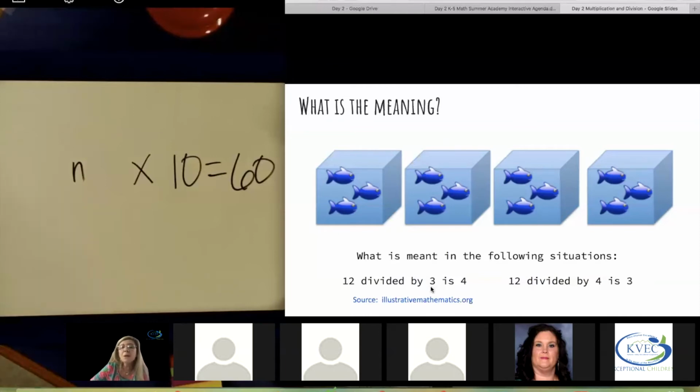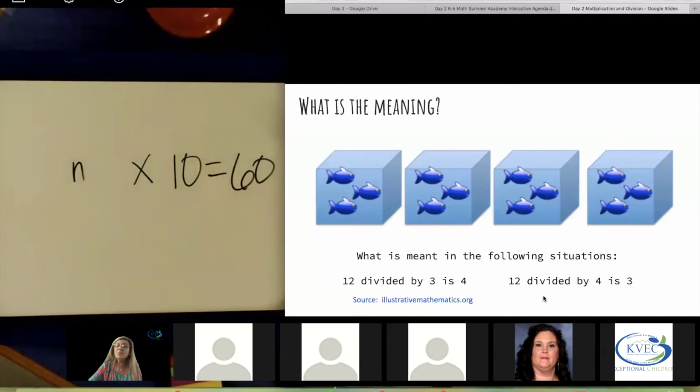So with division, it's a little different. We can look at the scenario and think about what the numbers stand for. So 12 fish divided into groups of 3 leaves us with 4 groups. Now let's look at the other one. 12 fish divided into groups of 4 is 3 fish in each group.